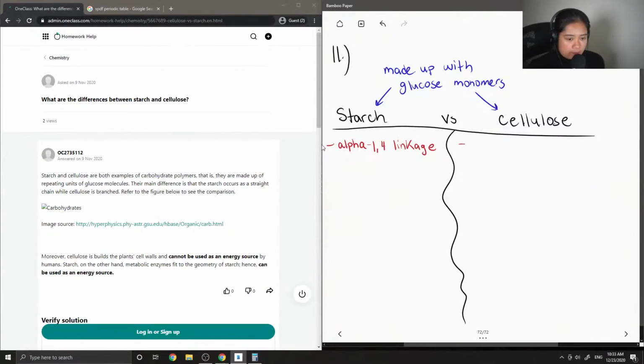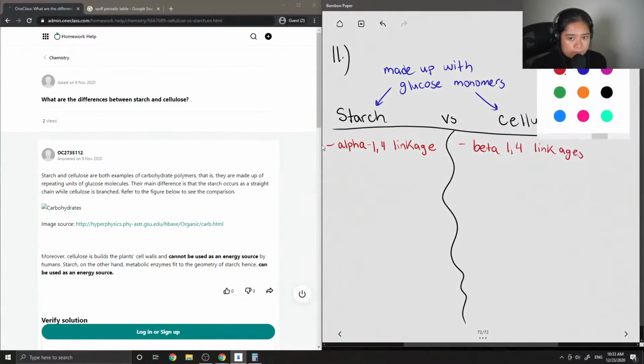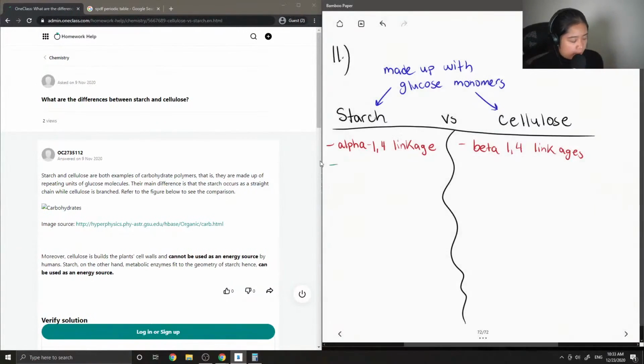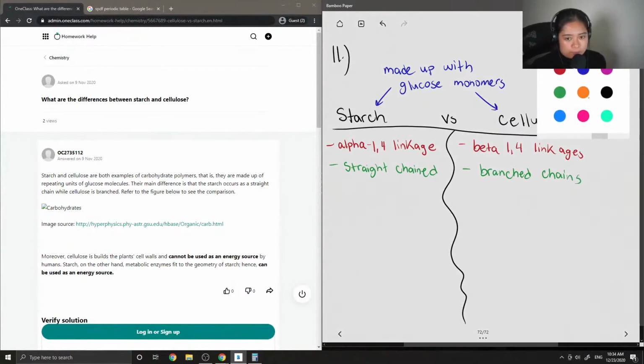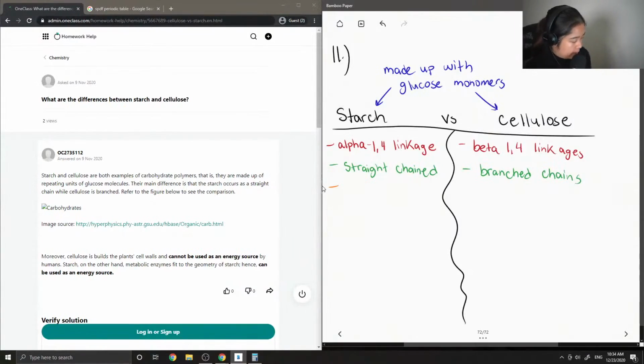And in the case of the cellulose, the linkages are beta 1,4. So typically, starches are more straight chained, and cellulose is more branched. Another difference is that starches are typically easier to break down, and cellulose is more difficult to break down.